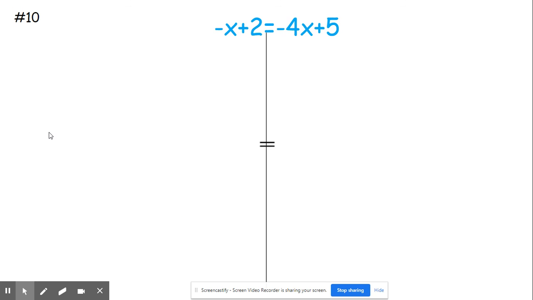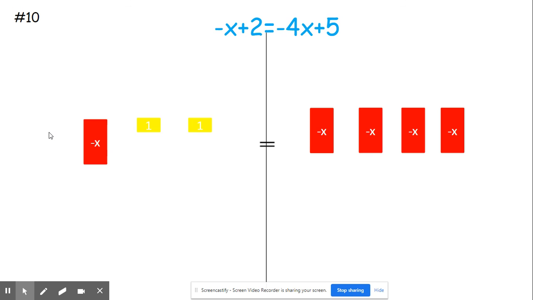Now I have a negative x. If it's a negative variable, it has to be red. If it's plus 2, it's going to be the yellow ones because those are positive. And most of the time on any test, they will give you a key, so they'll let you know which color represents what, whether it's positive or negative. Negative 4x means I have 4 red ones, plus 5, so 5 yellow ones.